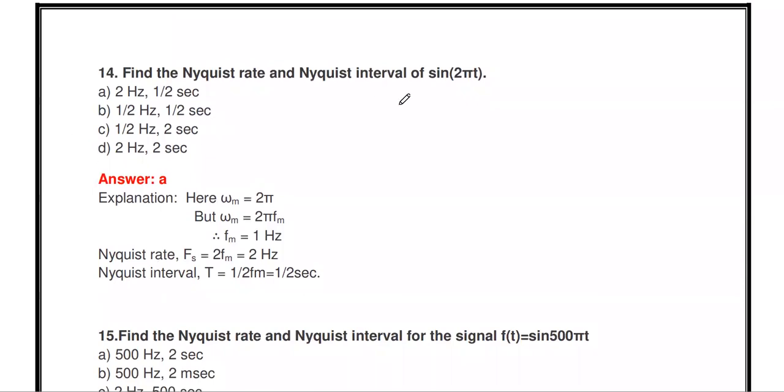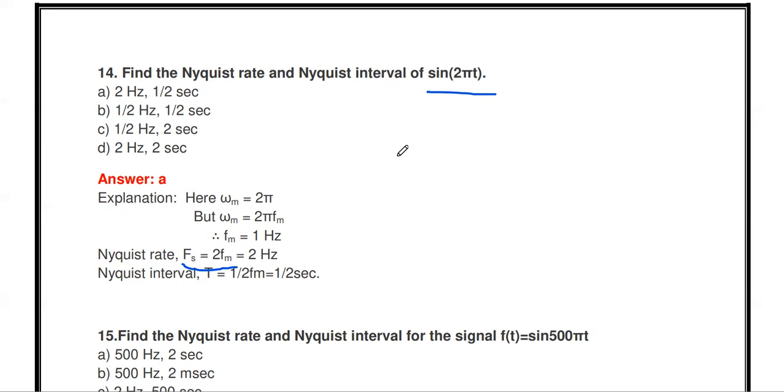Then next one: find the Nyquist rate and the Nyquist interval of sine 2 pi t. So here sine 2 pi t is our continuous signal x of t. What is the Nyquist rate? The Nyquist rate Fs equal to 2 into Fm. This is the formula. So in order to find the Nyquist rate, we have to calculate Fm. What is meant by Fm? Fm is nothing but the maximum frequency of the message signal. So this is our message signal sine 2 pi t.